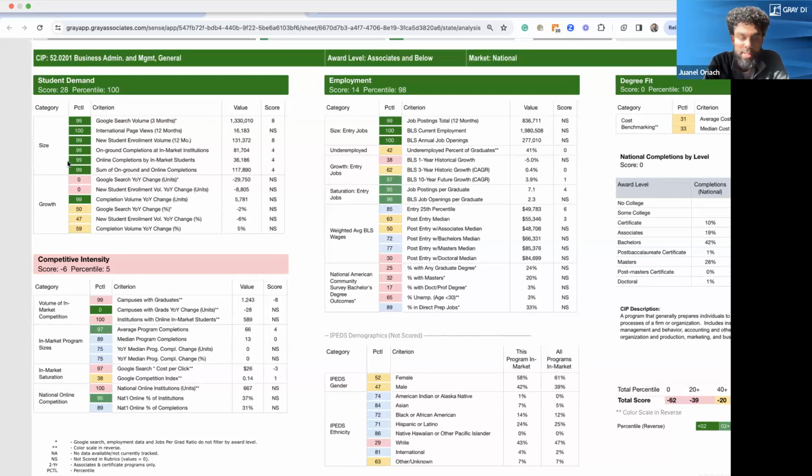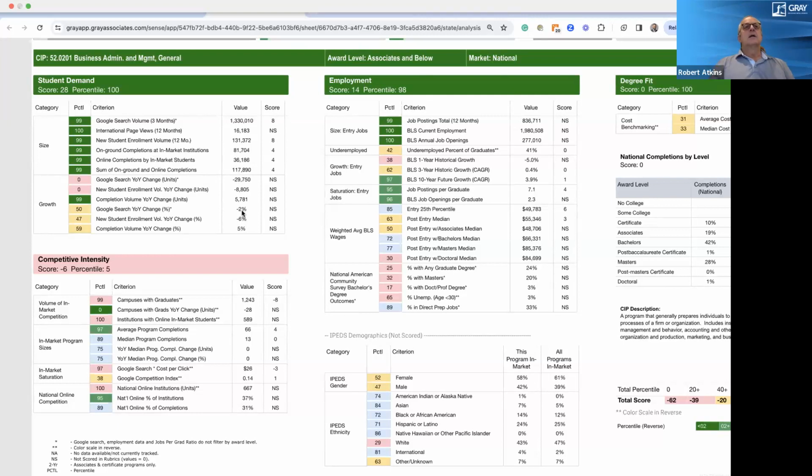So large size, but the growth, right? Google search volume seems to be decreasing year over year. New student enrollments are decreasing year over year. And the units here look very scary, right? 29,000 is actually one of the largest absolute values that we have here. But when we put this up against percentage, you'll notice it's not as scary, right? This is just a very large volatile volume here.